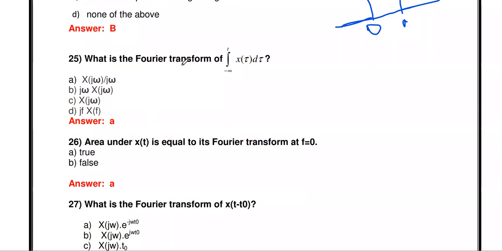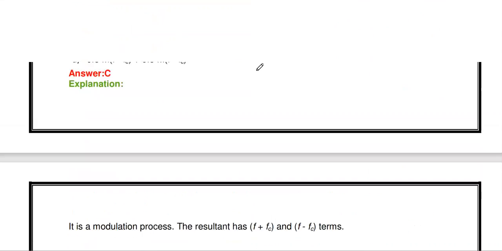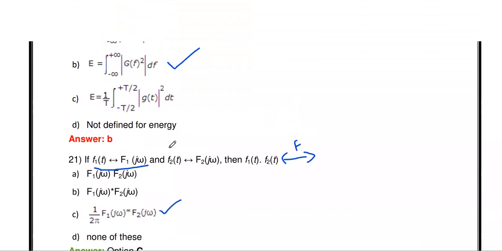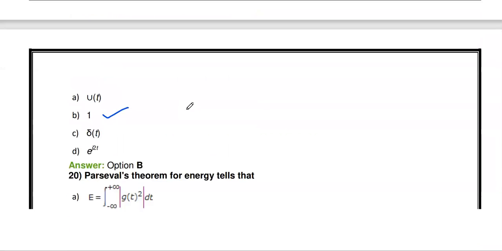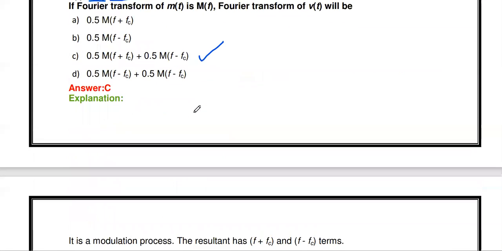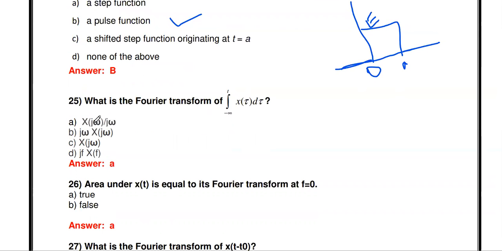Then what is the Fourier transform of the integration of x of tau d tau? According to the integration property, we already discussed the differentiation property. If you are taking the differentiation of that particular signal, the Fourier transform of dx of t divided by dt is j omega multiplied with X of j omega. Similarly, if you are integrating x of t and taking the Fourier transform, we have to divide by j omega, that is X of j omega divided by j omega. Differentiation means j omega into X of j omega. Integration means X of j omega by j omega.